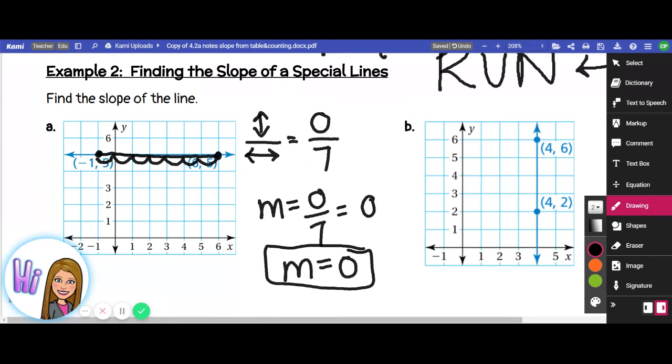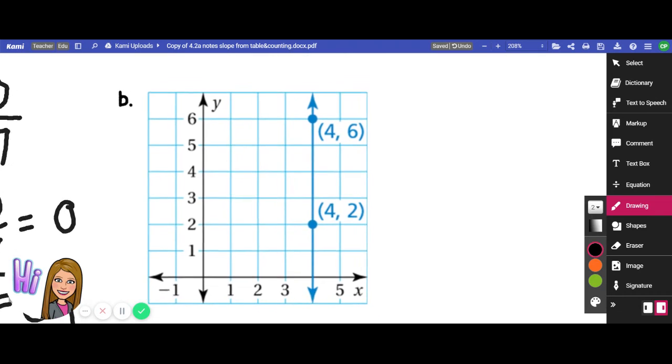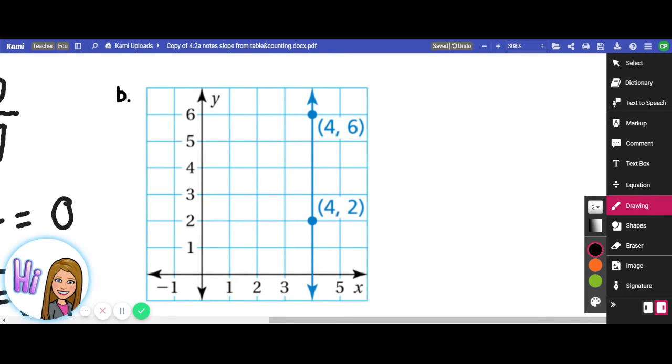And then let me show you for the other situation for undefined, why we call this undefined. So again, rise over run to find slope. So I'm going to look at my 2 points. And really, neither of them comes first because moving left to right, they're both equal when it comes to left to right. It's just going straight up and down.